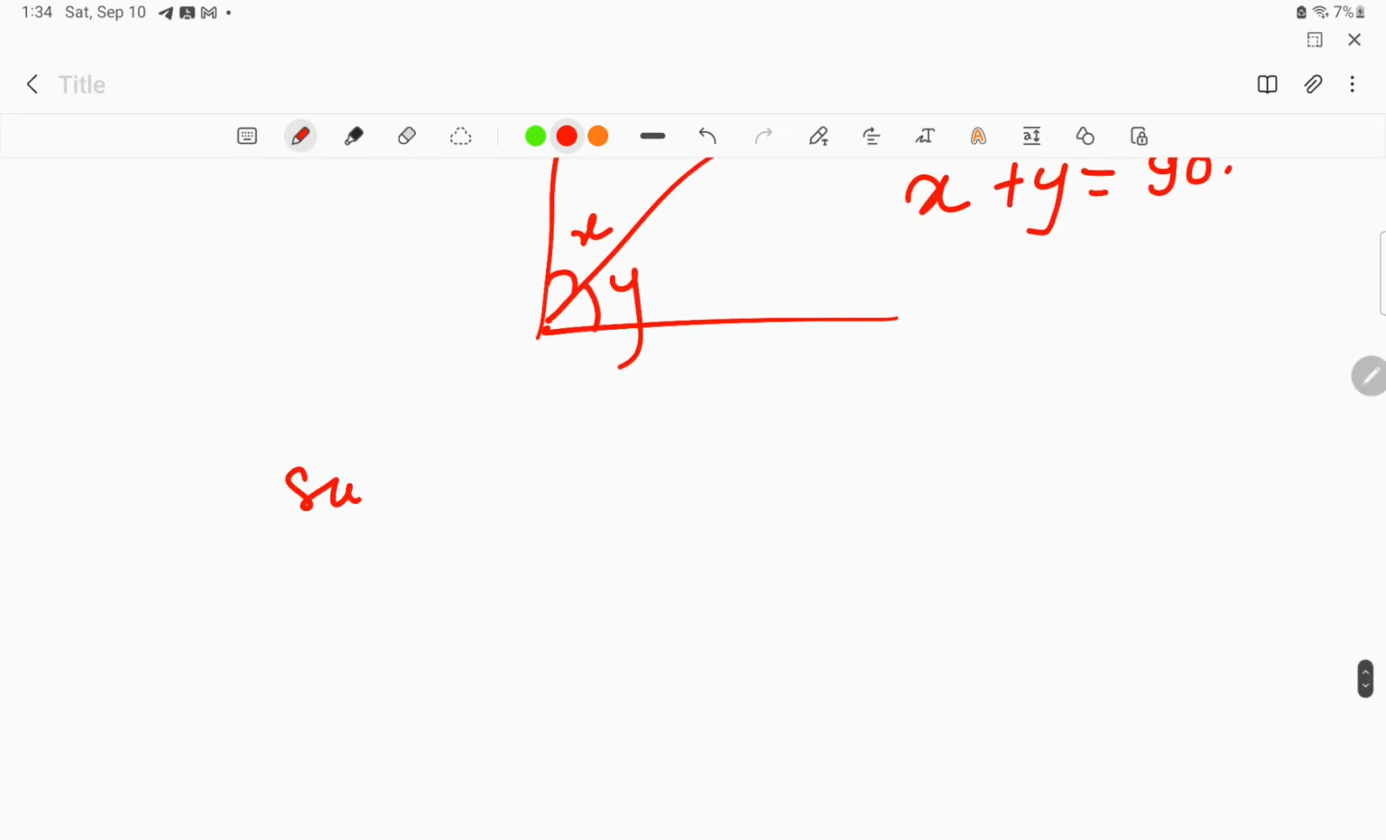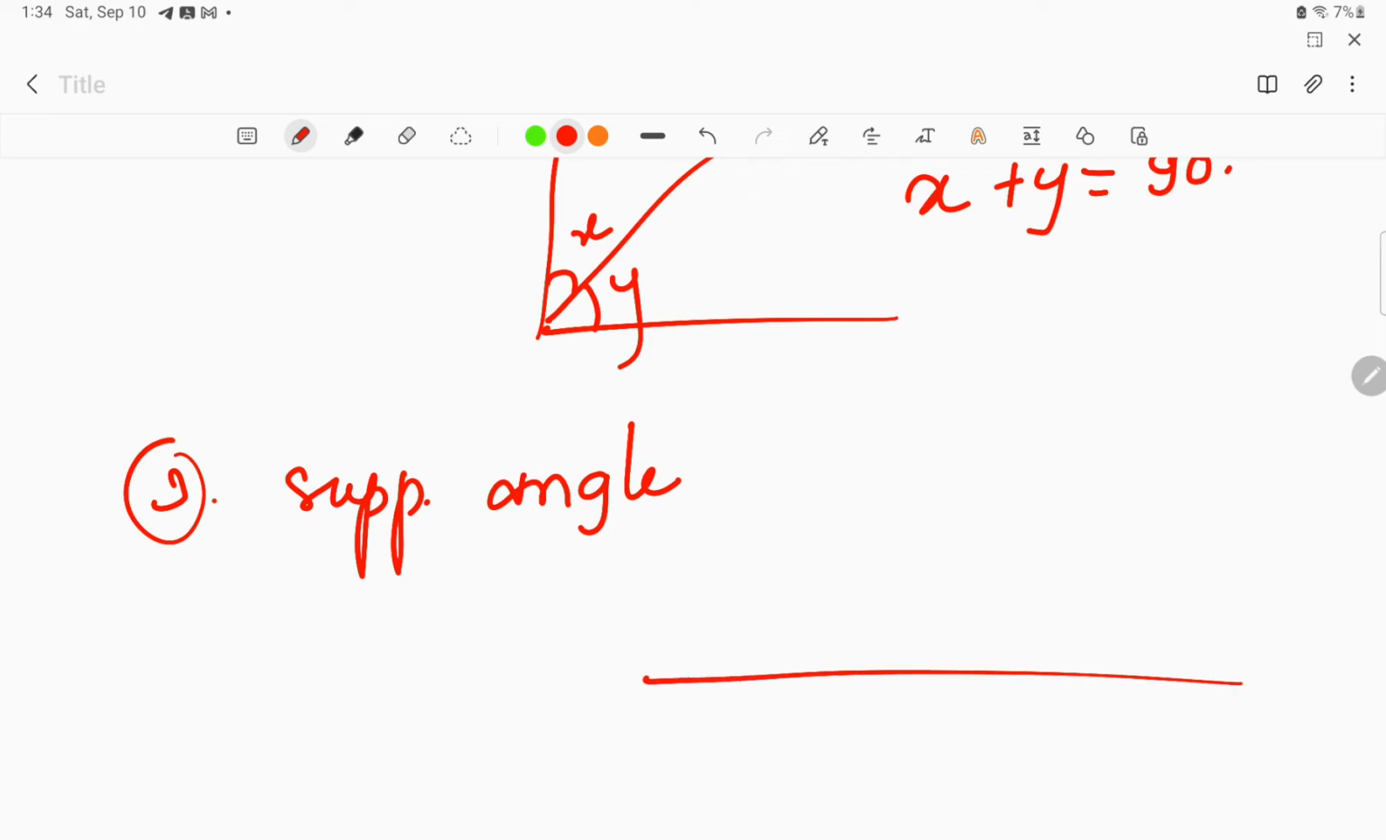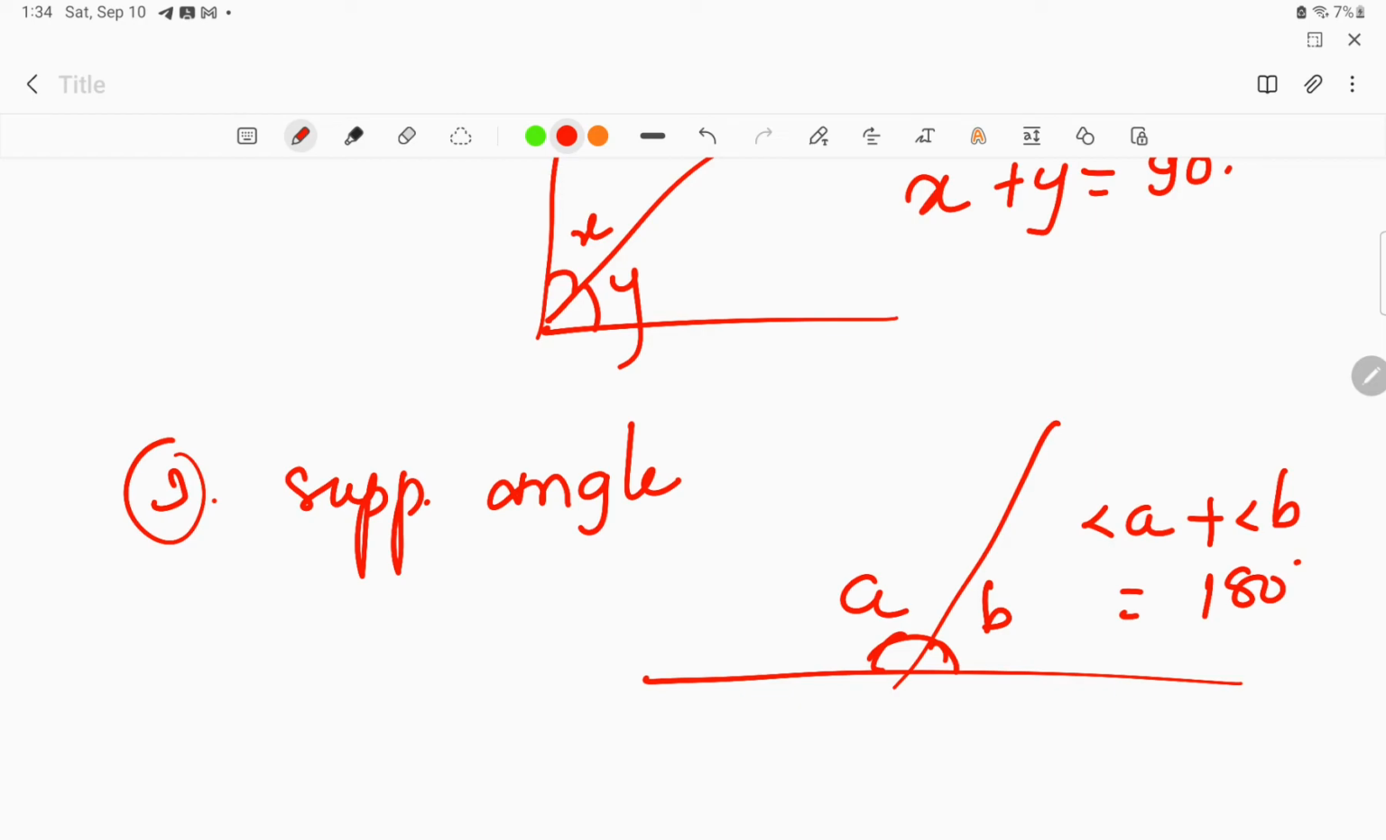And if we go for the supplementary angle, how will we denote it? For example, we are considering this as A and this as B. Here angle A plus angle B is equal to 180 degrees. This is how we denote it. Theta 1 plus theta 2 is equal to 180 degrees.